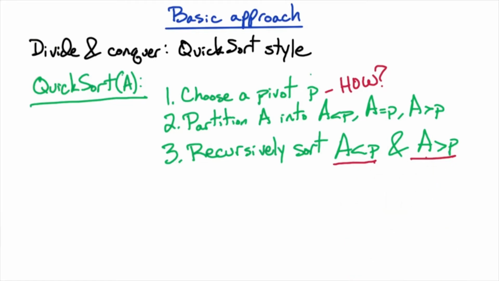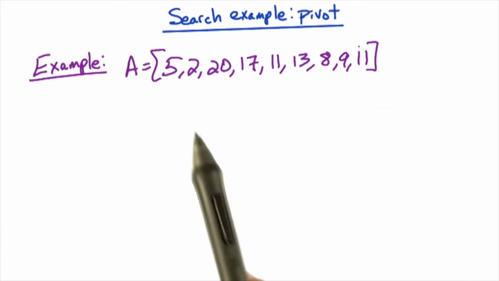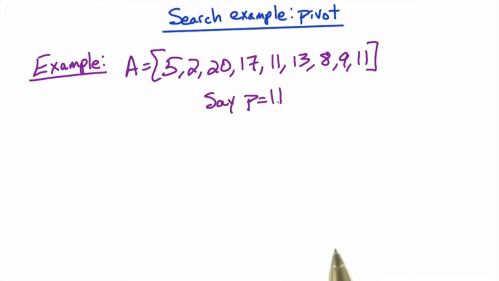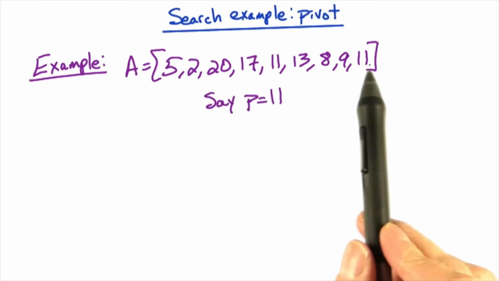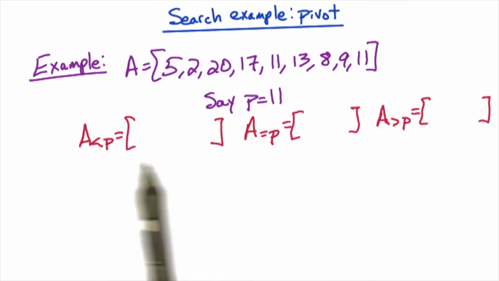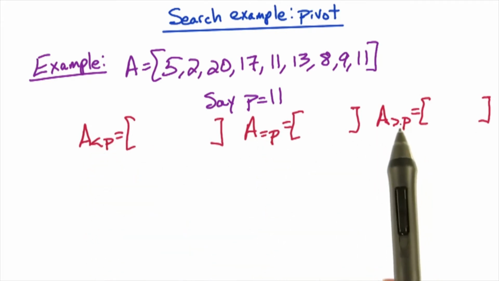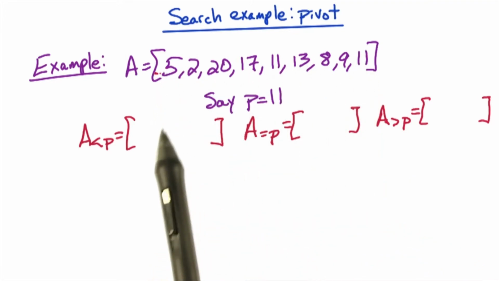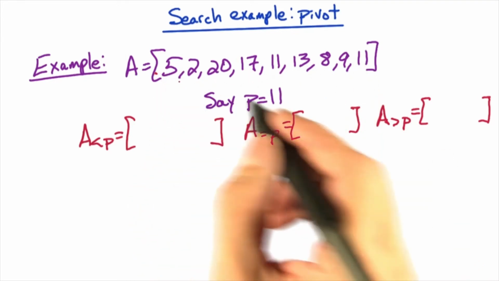Let's look at a specific example to see exactly what I mean for this third step. Let's look at the following example with an array of n numbers, and let's choose a specific pivot. Let's say the pivot is the number 11. So we make these 3 buckets: those less than P, those equal to P, and those bigger than P. We're going to take a scan through the array, and we're going to put each of these elements in one of these 3 buckets. 5 is smaller than the pivot.